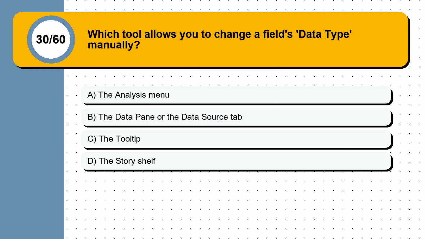Question 30. Which tool allows you to change a field's data type manually? Option A, the analysis menu. Option B, the data pane or the data source tab. Option C, the tooltip. Option D, the story shelf.